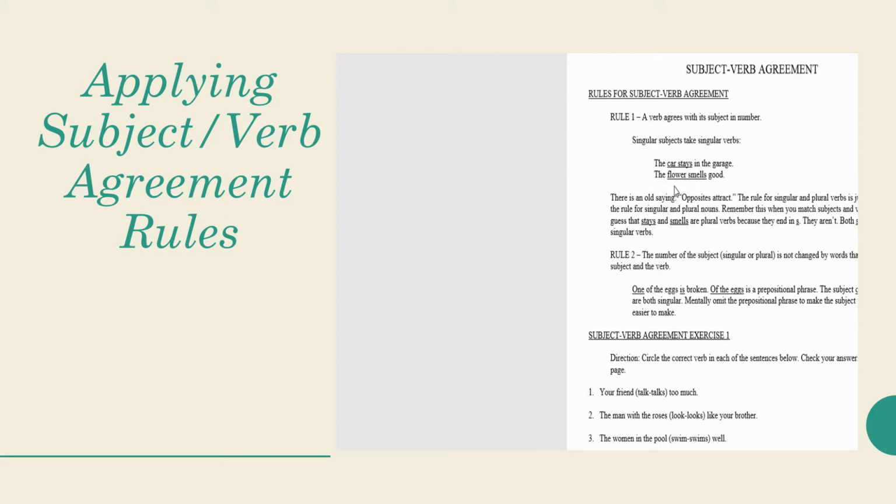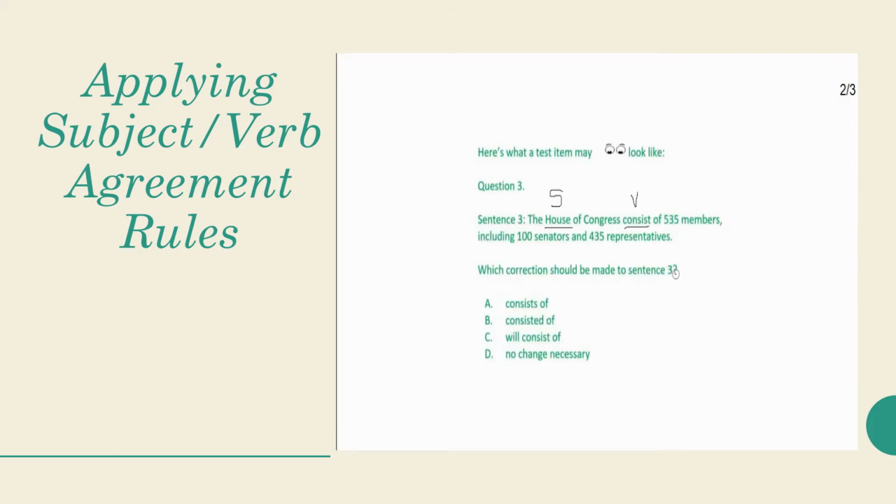Likewise, if we look at this sentence, the flower smells good. We're talking about one flower. Therefore, our verb has an S on the end, smells. Singular verb. However, if we were talking about more than one flower, we would have the flowers smell good. Therefore, we would drop the S off of smells and it would be smell good. So now let's go back to our sentence here.